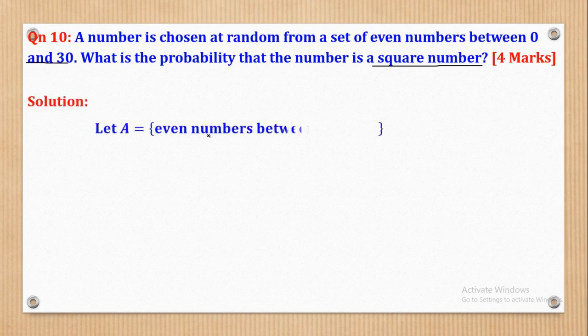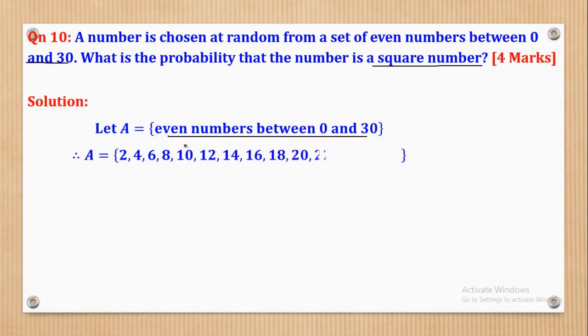So the first thing to do is write the even space. So even space is A. So we shall say let set A be even numbers between 0 and 30. So we shall come and list them. The even numbers between 0 and 30 are 2, 4, 6, 8, 10, 12, 14, 16, 18, 20, 22, 24, 26, and lastly 28. So the values are between 0 and 30, therefore 30 must not be included.